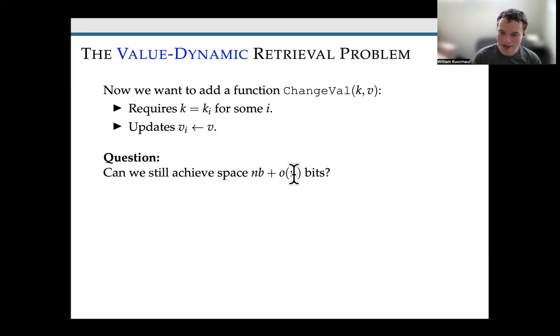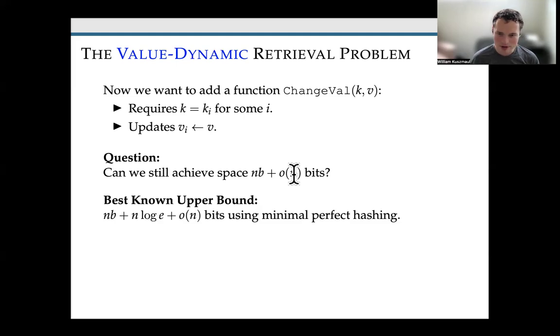A priori, it might seem like surely the answer should be yes, because in most data structure problems, it's trivial to store the value associated with a key. You just go to some position in memory and overwrite that value. But in this problem, the story is a little more complicated. Even though we know how to get this really good bound for static data structures, for value dynamic ones, the best bound is actually worse. The best known bound, which is achieved using minimal perfect hash functions, is of the form nb plus n log base 2 of e plus little o of n bits.